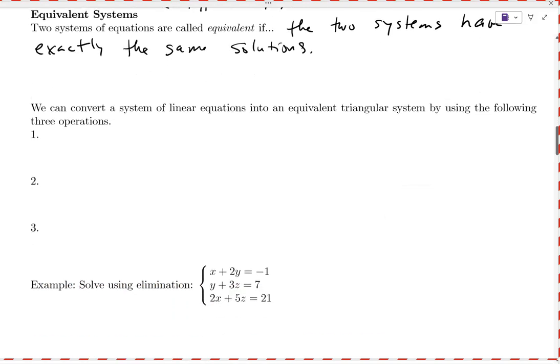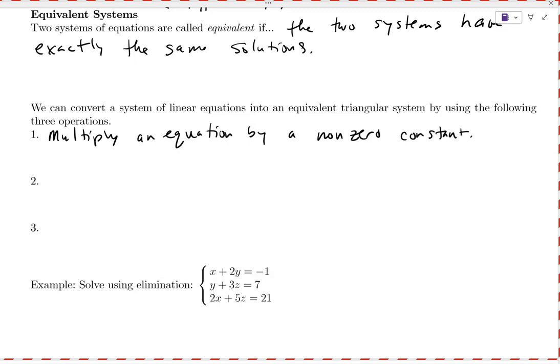All right, so what can we do? Well, there are 3 operations, and only 3 operations, that we do in order to convert a system of equations into an equivalent one for what we refer to as elimination. Okay? Do not try to invent new operations. Stick to these 3. All right? The first one is we can multiply an equation by a non-zero constant.